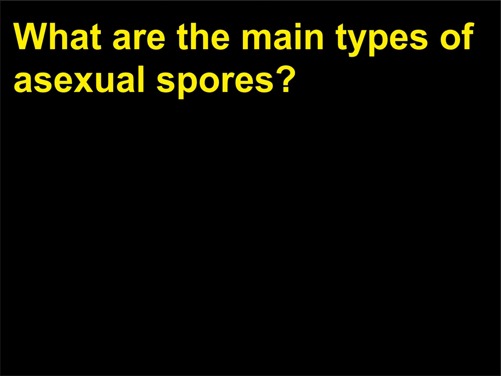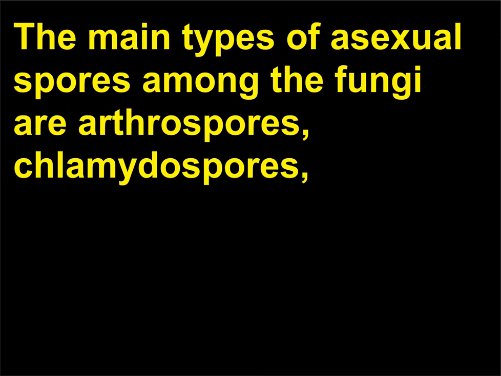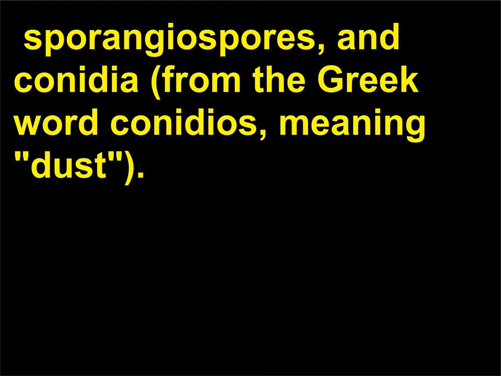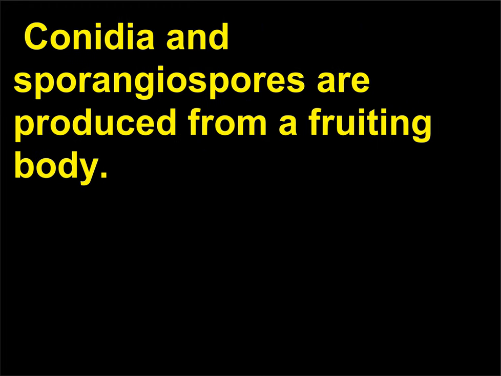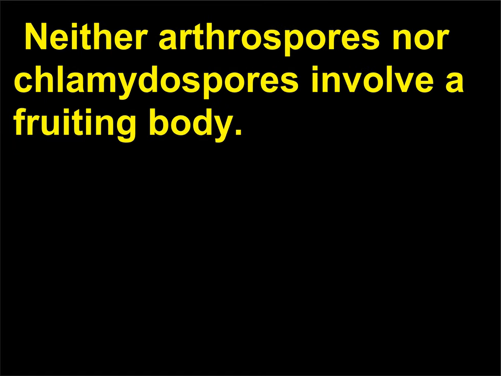What are the main types of asexual spores? The main types of asexual spores among the fungi are arthrospores, chlamydospores, sporangiospores, and conidia, from the Greek word konidios, meaning dust. Conidia and sporangiospores are produced from a fruiting body. Neither arthrospores nor chlamydospores involve a fruiting body.